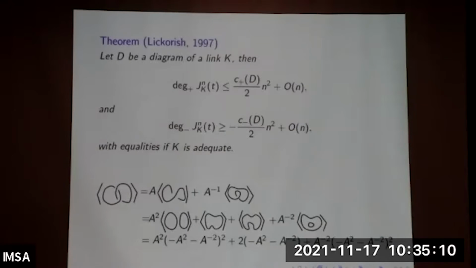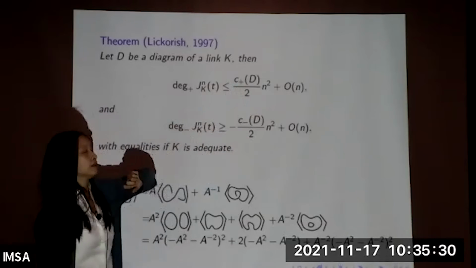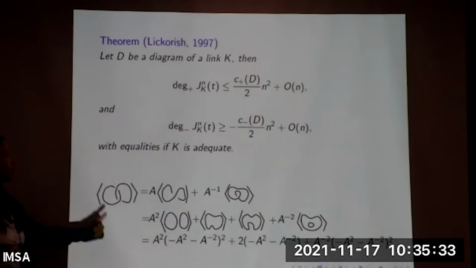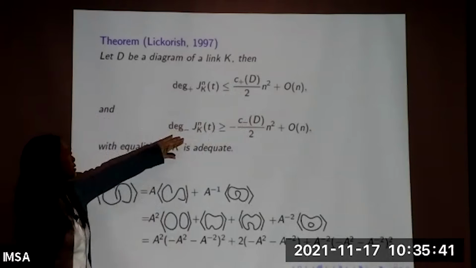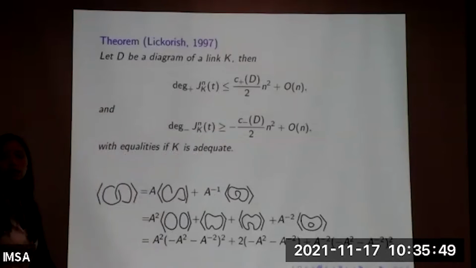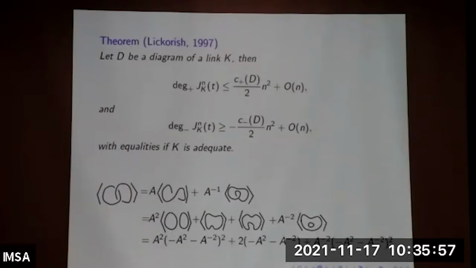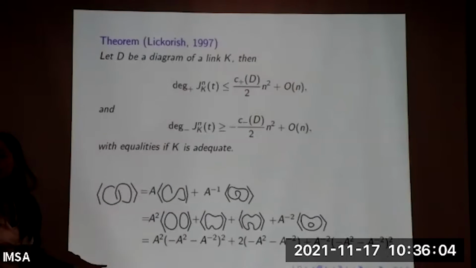All right. So it is well known, and this is a fact that you can find in the literature, that if you have a diagram of a link K, then the degree of the colored Jones polynomial, meaning the highest power in T, is bounded by the number of crossings. If it's the degree, then it's bounded by the number of positive crossings of the diagram. And if we're looking at the lowest power in T, it's bounded by the number of negative crossings. So what this tells you is that a diagram gives you bounds on the crossing numbers.